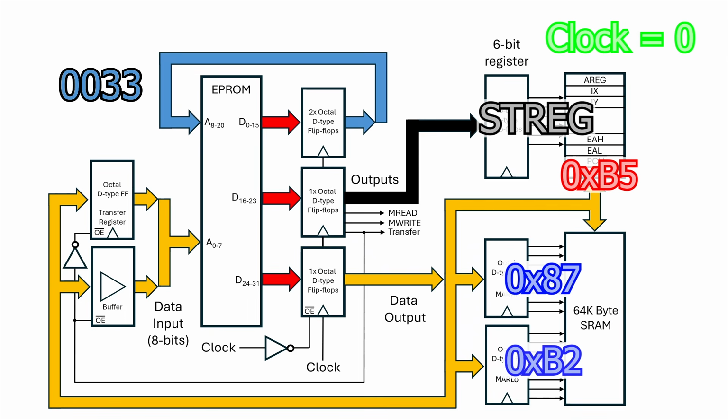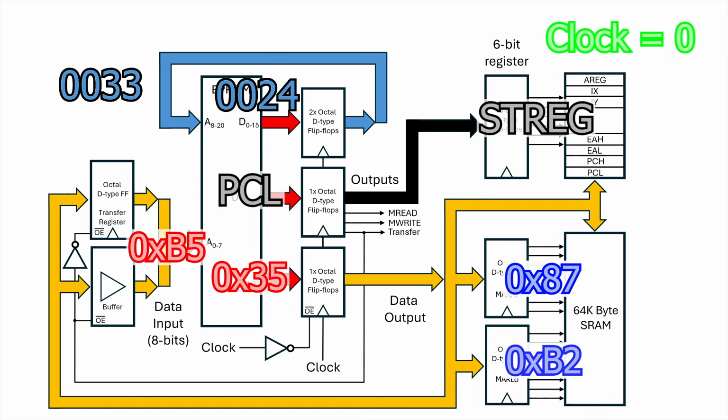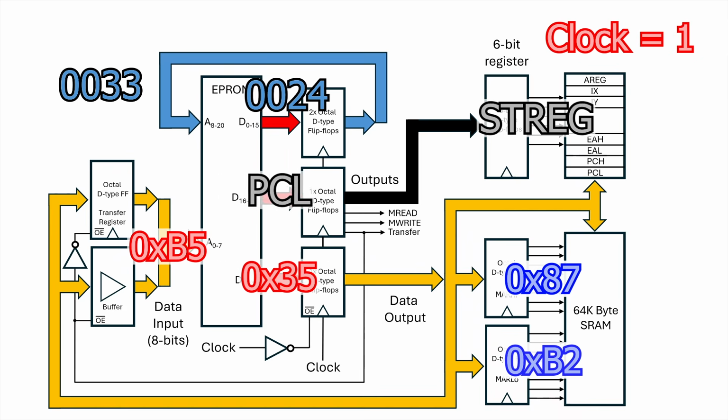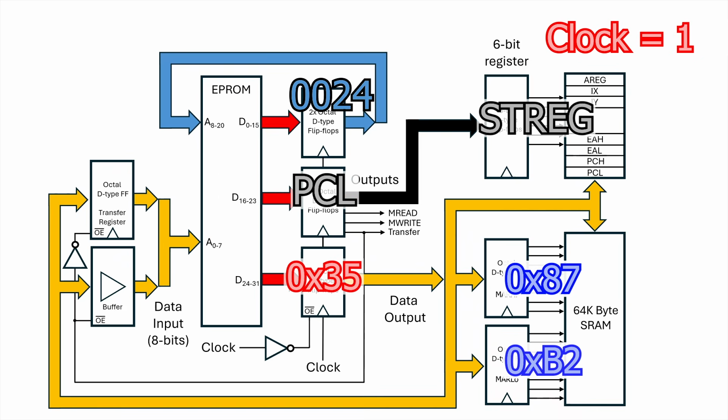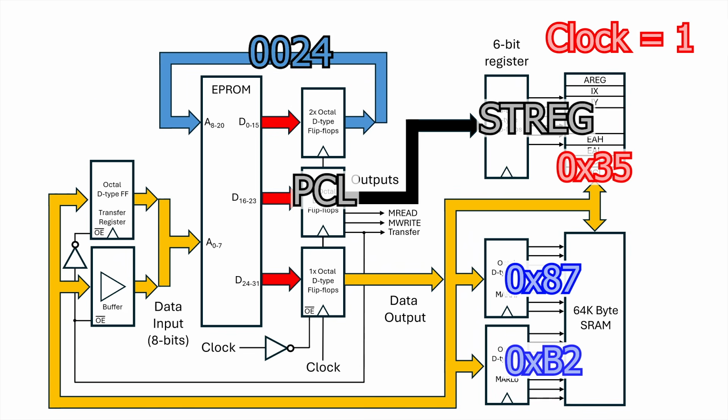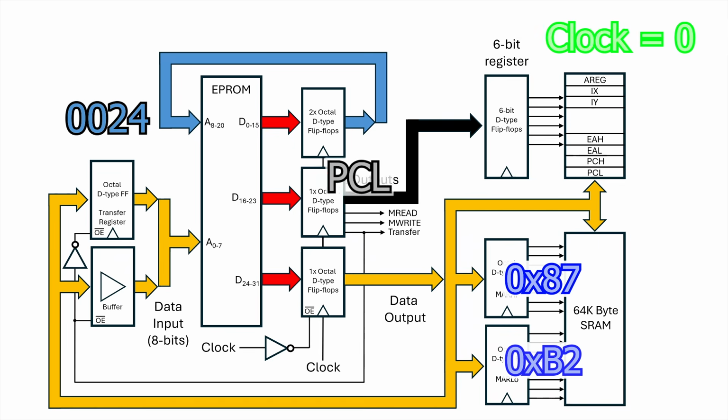Back to the block diagram, we've just read B5. This occurs while clock's low, and the B5 finds its way along the data bus back to the EEPROM input. In state 33 with B5, the EEPROM outputs next state 24, PCL, and 35. Clock goes high. 35 is written back to the status register. State 24 loops back to the EEPROM inputs, which is the start of fetch. So on the negative clock edge, program counter low is latched into the notepad address.